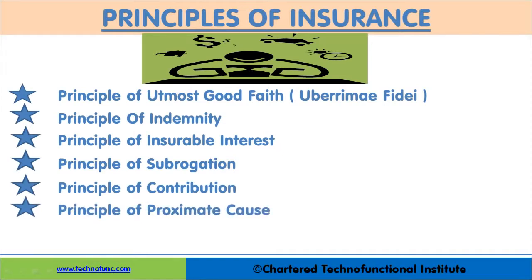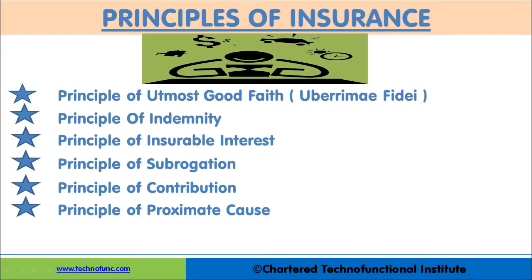Principle of proximate cause. Principle of proximate cause means when a loss is caused by more than one cause, the proximate or the nearest or the closest cause should be taken into consideration to decide the liability of the insurer. This principle is found very useful when a loss occurred due to a series of events. However, in case of life insurance, the principle of proximate cause does not apply. Whatever may be the reason of death, the insurer is liable to pay the amount of insurance.